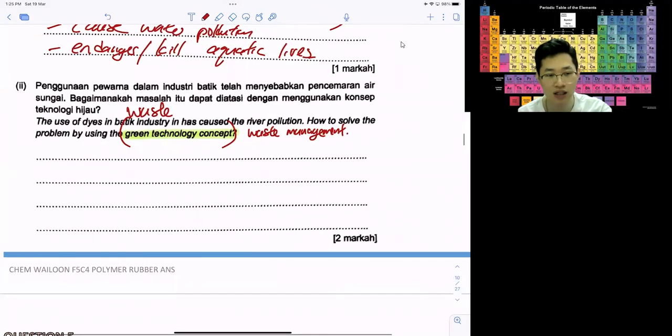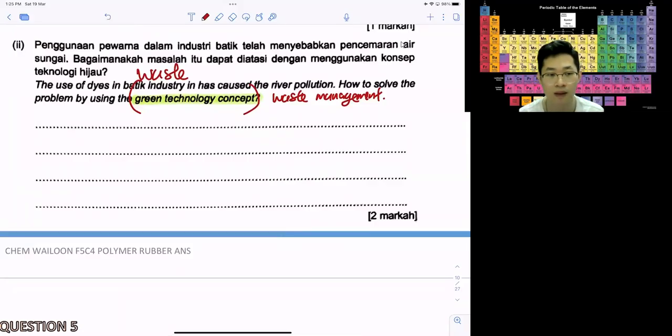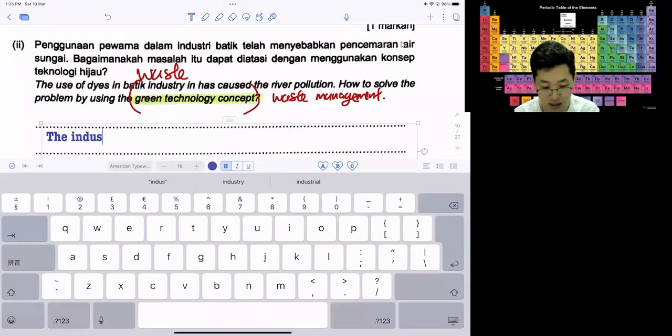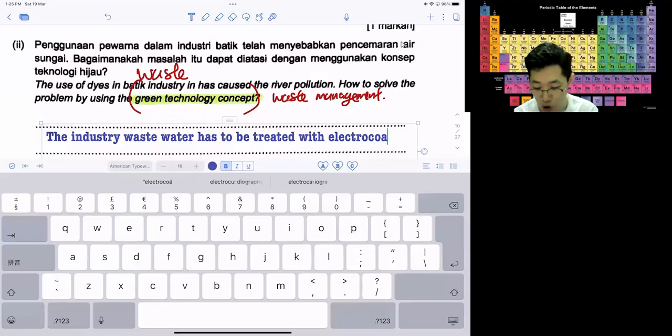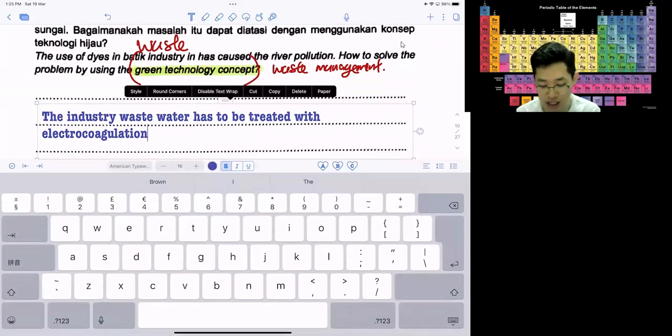So before you throw the water, it has ink, it has chemicals, right? So before you throw it into the river, what do you have to do? Filter. Yes, Jiaxing, very good. The industrial wastewater has to be treated with the electrocoagulation process.